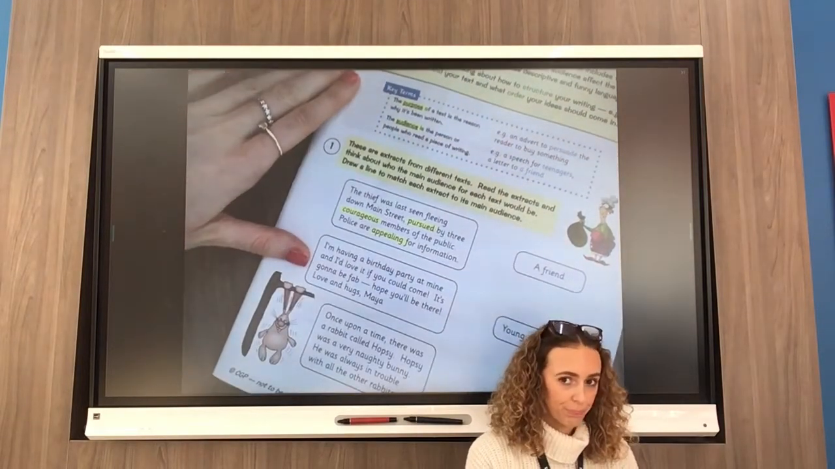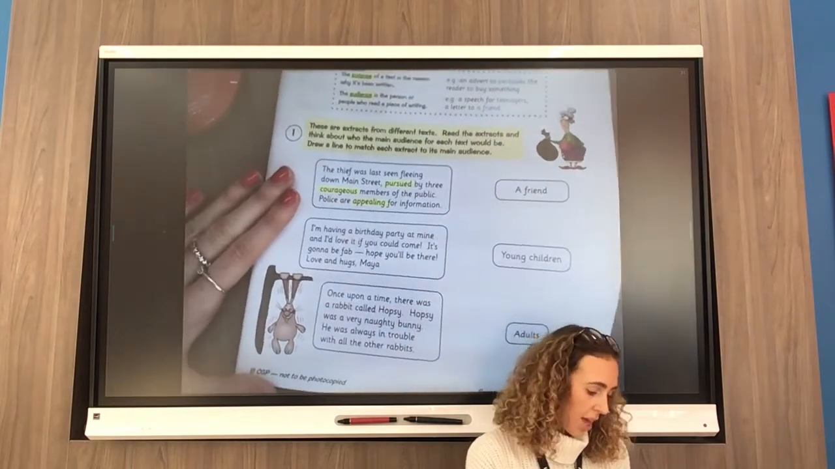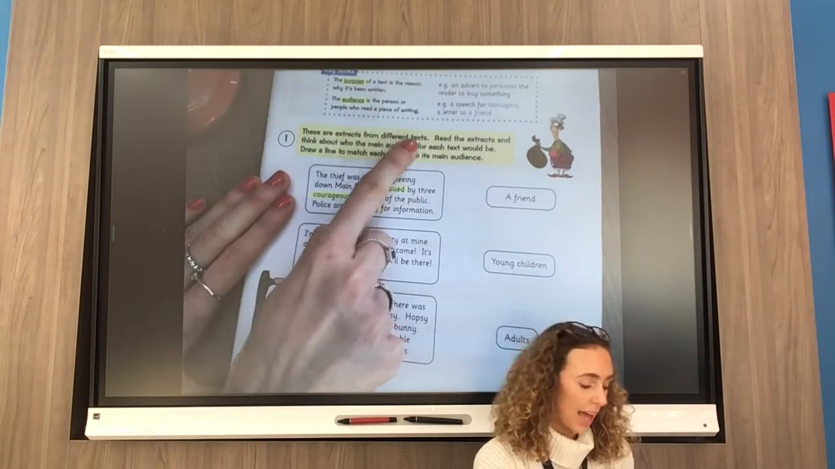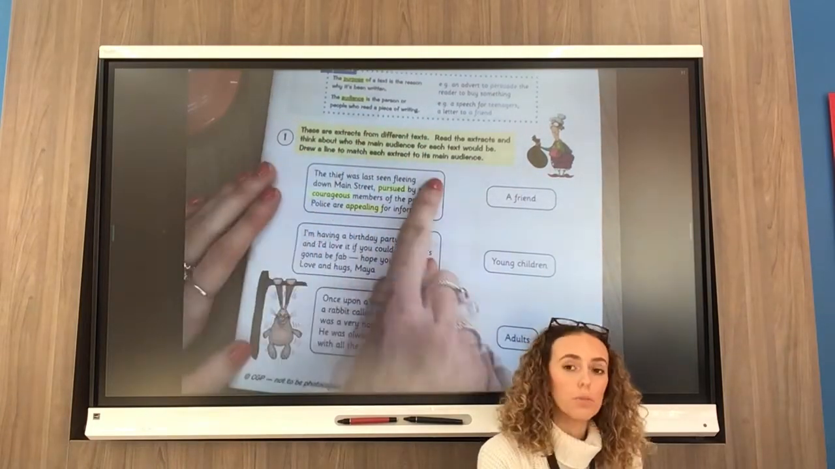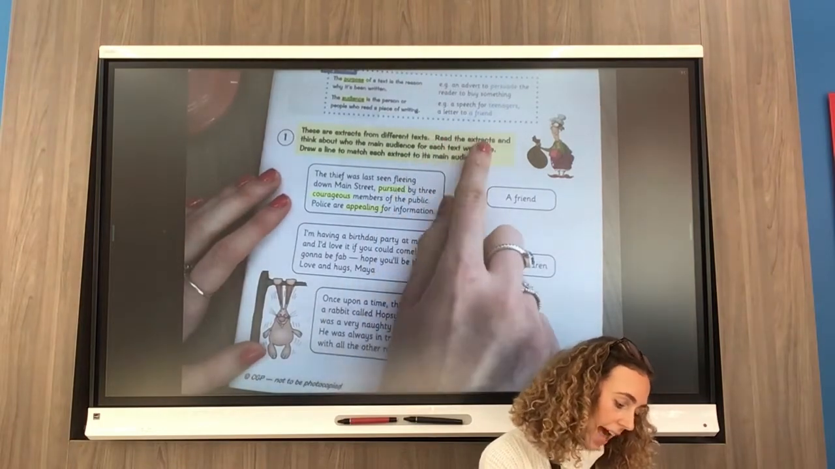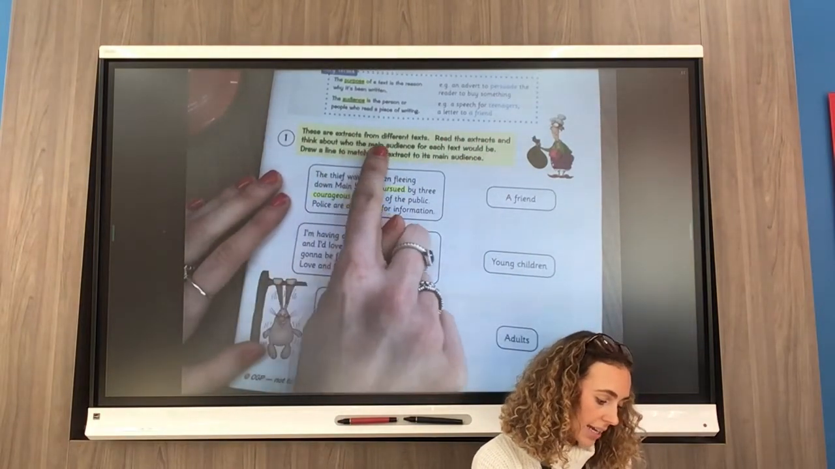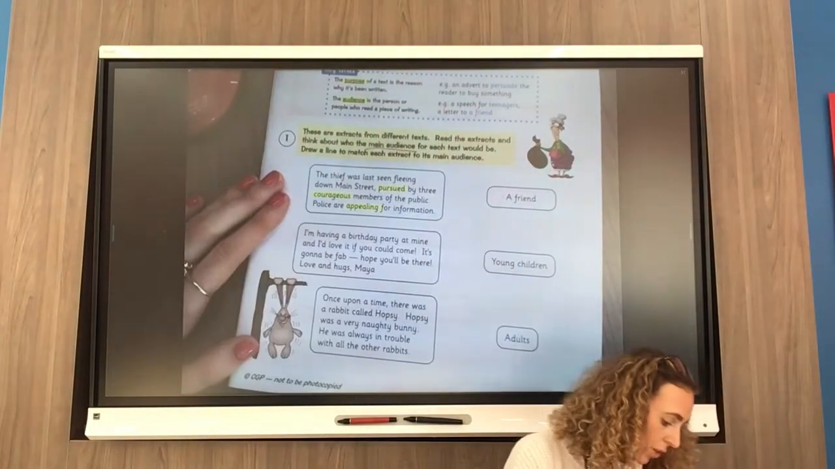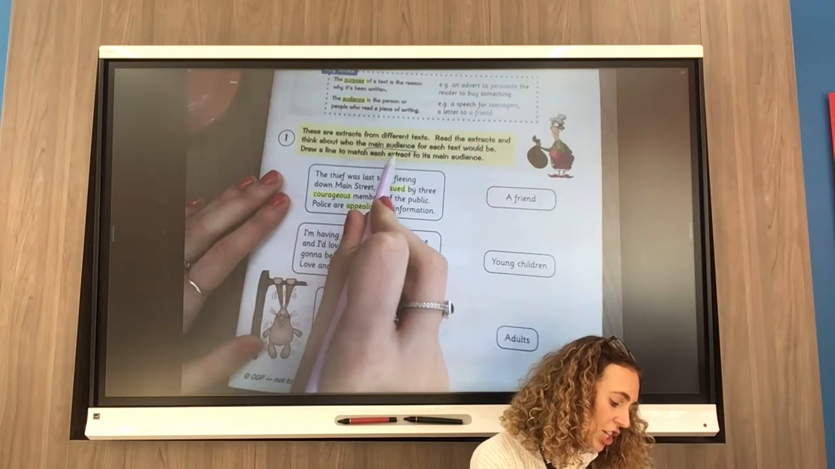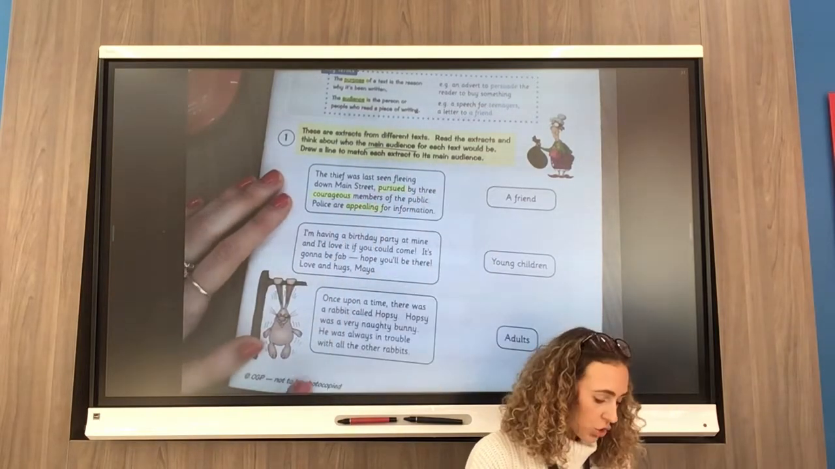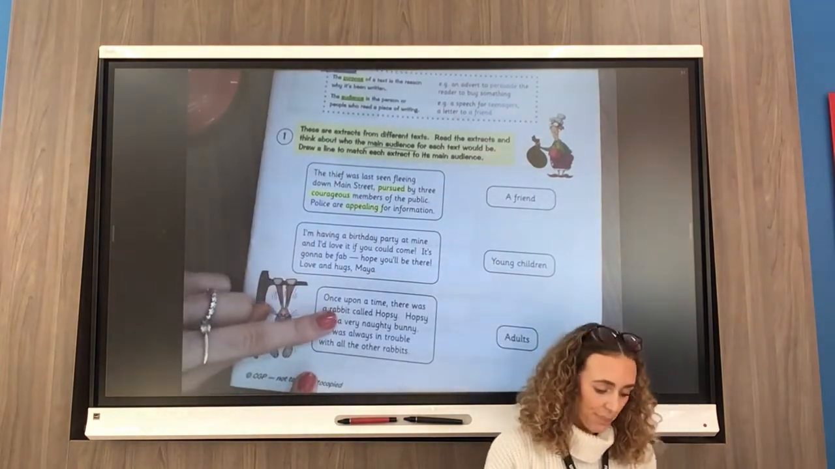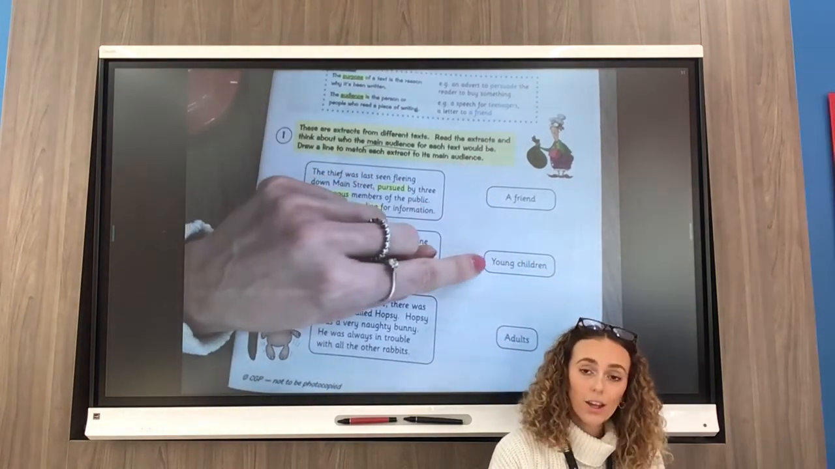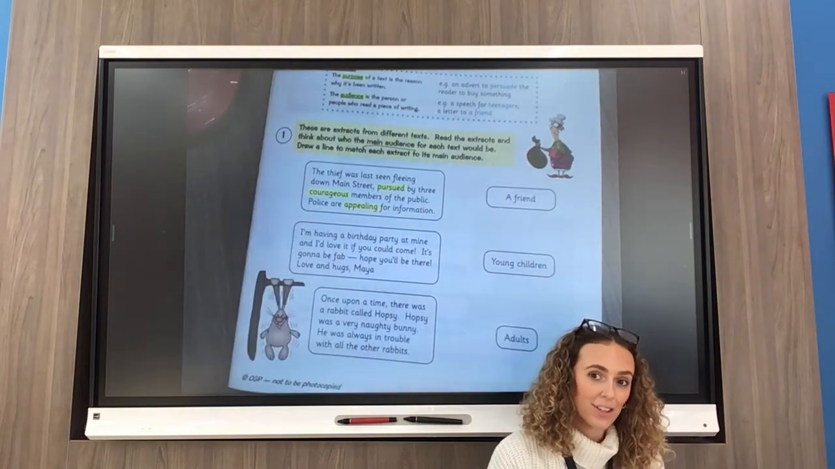Okay, so question number 1 asks us, these are extracts from different texts, okay? So an extract is just a small piece of writing. Read the extract and think about who the main audience for each text would be. I'm going to underline that to remind me. Draw a line to match each extract to its main audience. So you've got 3 extracts here, and then you have 3 audiences. You've got a friend, young children, and adults.